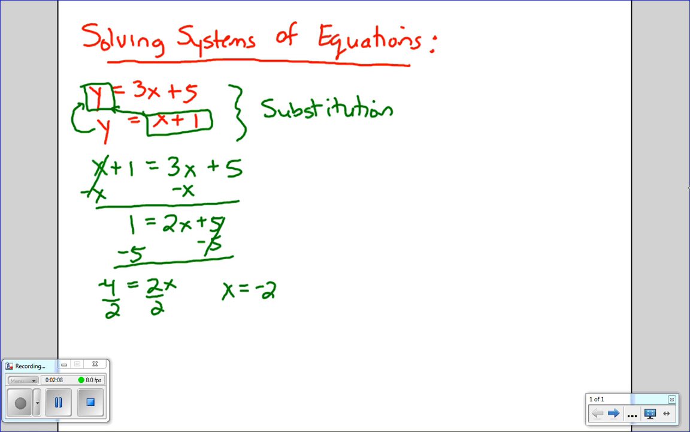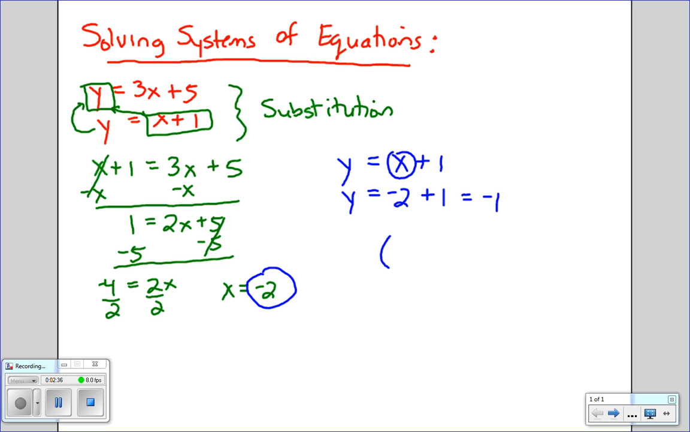So the next step would be to plug this back into either equation. It doesn't matter. Typically, I'd say go with the one that looks easier. To me, the second one looks a lot easier. Not a lot, but a little easier. So we're going to plug it back into this equation to find our y value. So since x down here said it was equal to negative 2, I'm going to put it right here. There's substitution again. Negative 2 and 1 is negative 1.